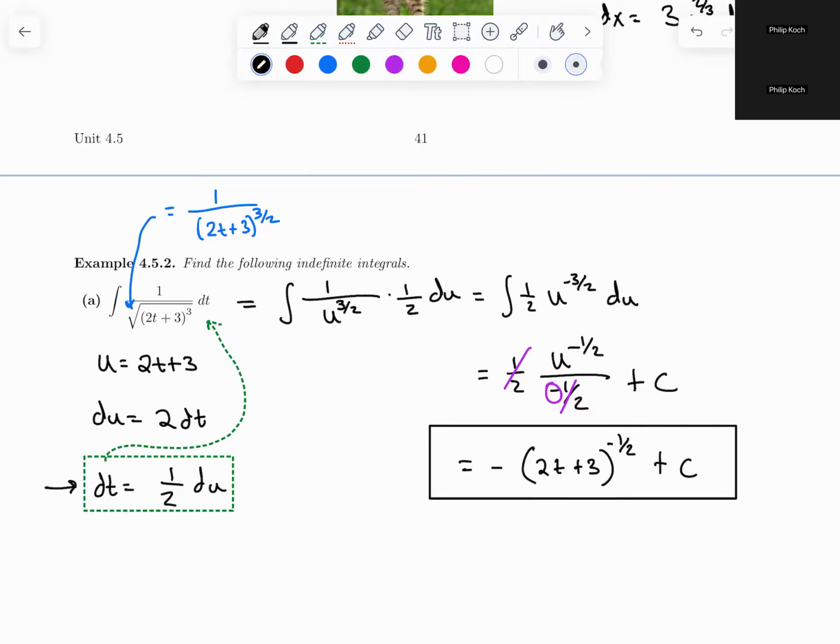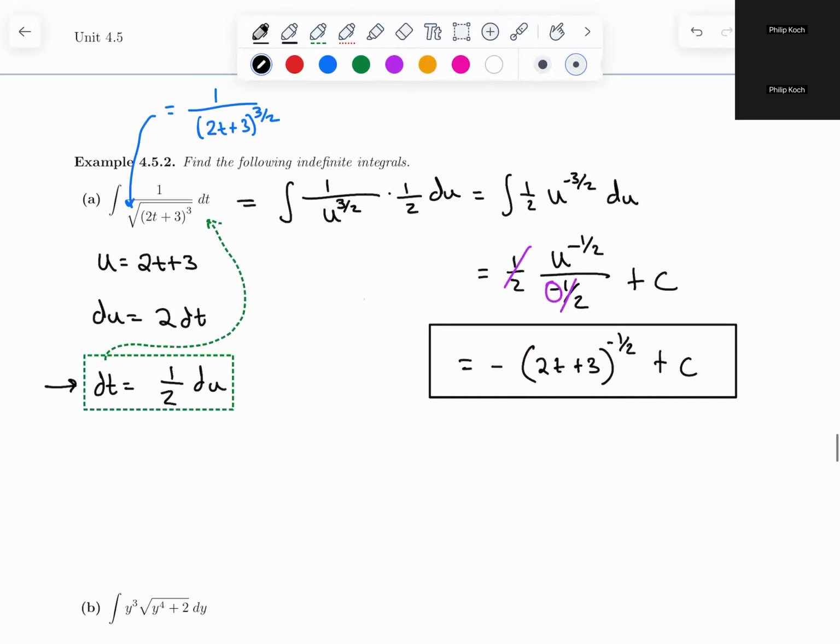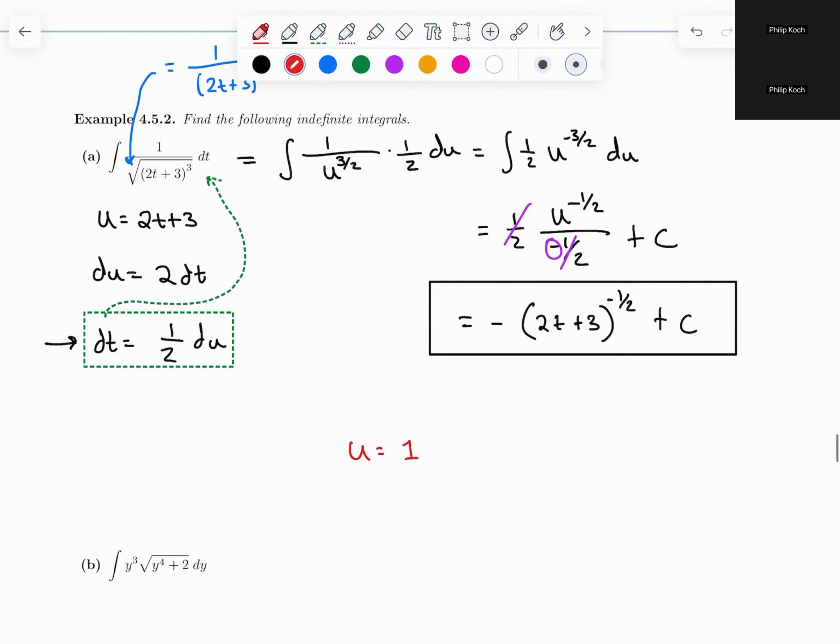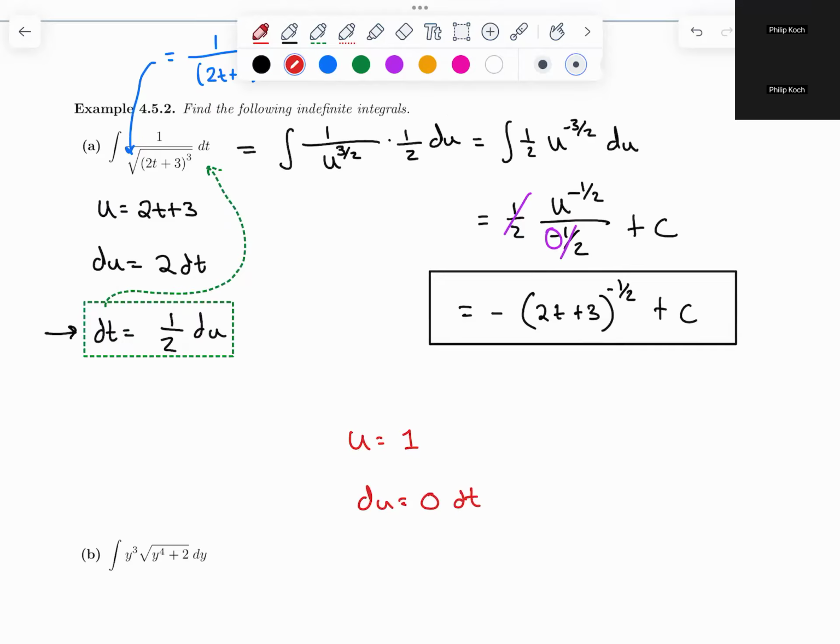So what would happen if we had made u equal to 1, the numerator? Well, then du would be equal to 0 dt, and there would be no way to solve. We can't solve for dt. We'd be dividing by 0, and that would be problematic.